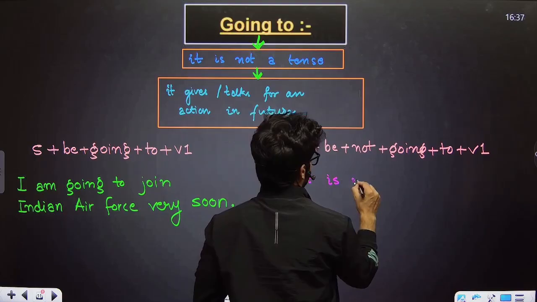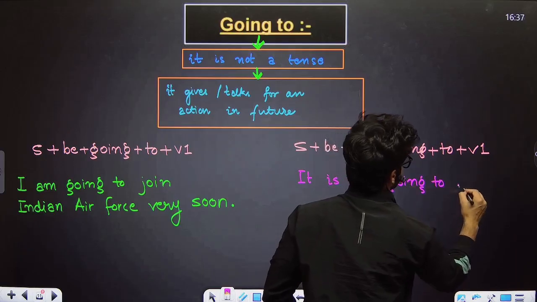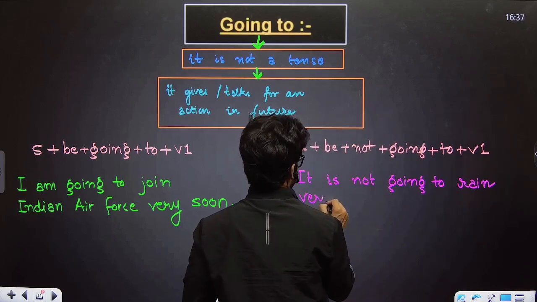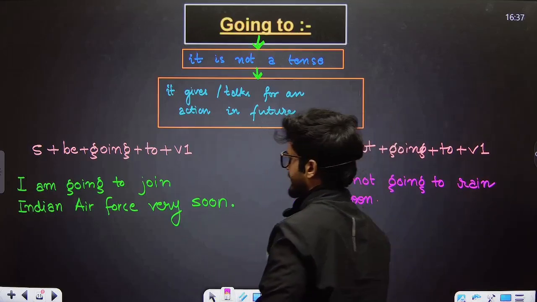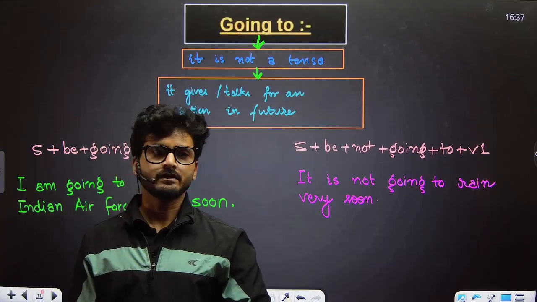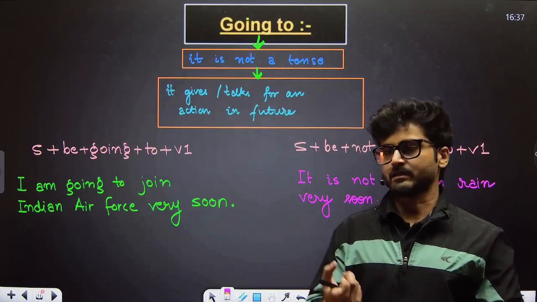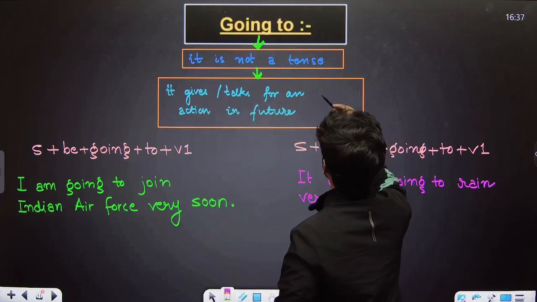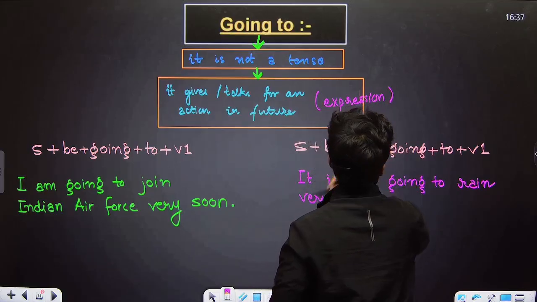It is not going to rain very soon. Got it? So these are the two cases where we can have the going to scenario, and going to is not a tense. It is just an expression to tell us about the action which we are going to have in the future case. It is just an expression. Got it?